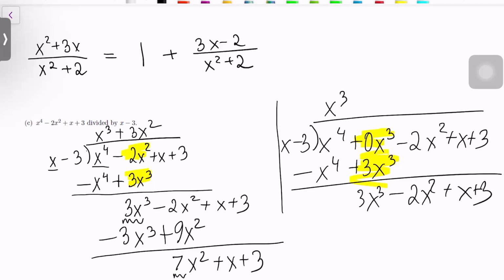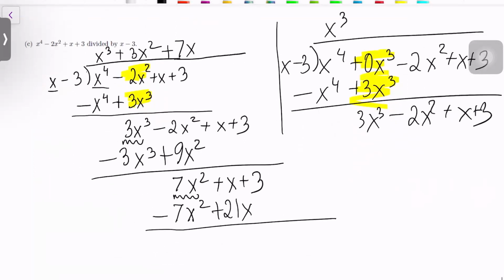And then again, I focus on the leading term, the one up front. Can I still divide it by x? Yes, right? It still can fit x in it. If I divide by x, I'm going to get 7x. How are we doing so far? Is it clear what's going on? So then let's multiply back 7x times x and 7x times negative 3. 7x times x is 7x squared. 7x times negative 3 is negative 21x. This needs to be subtracted, so I'll distribute the minus. And now when I add, you get 22x plus 3.